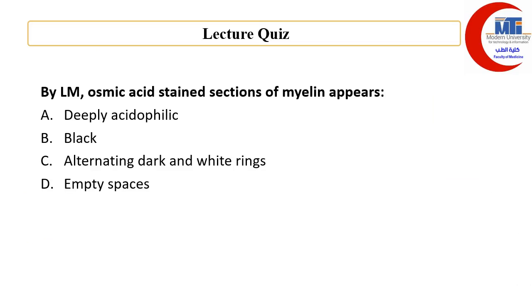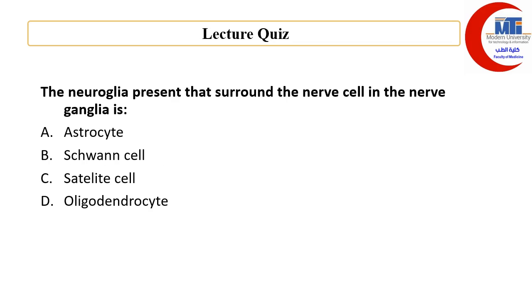Now we have some quizzes. By LM, in a section stained with osmic acid, myelin appears what? Black. Why do we stain myelin with osmic acid? Because it is dissolved in the H and E stain.